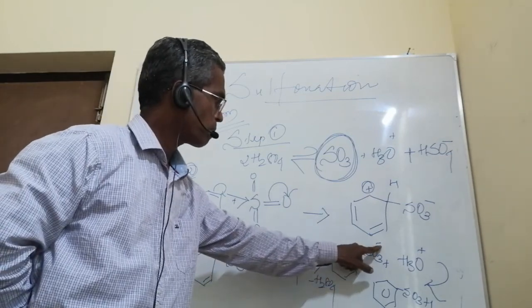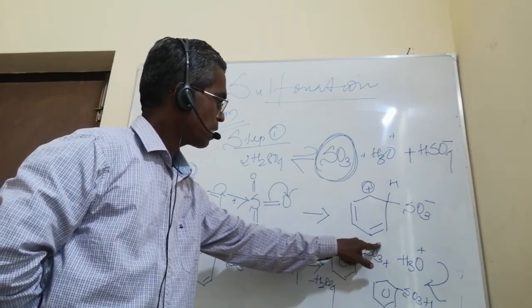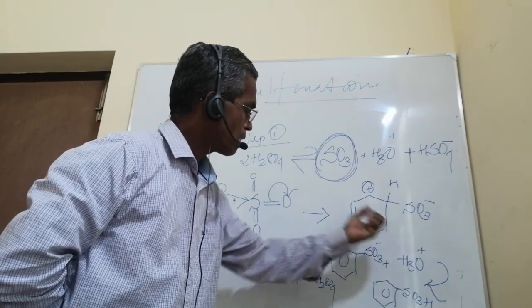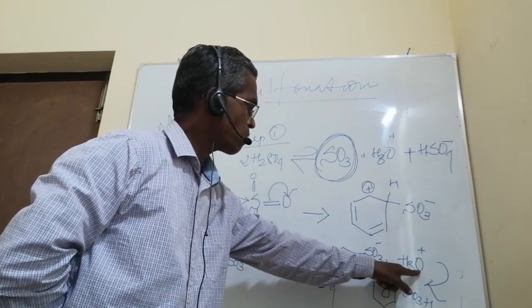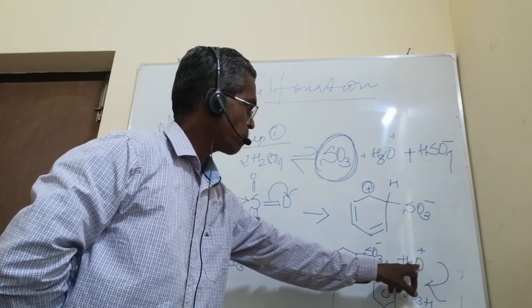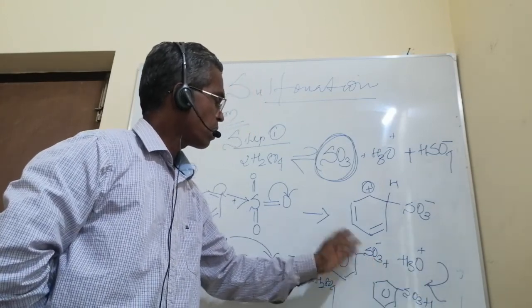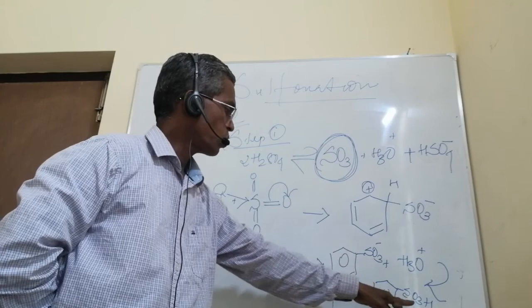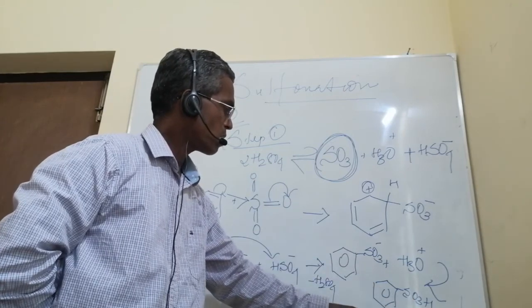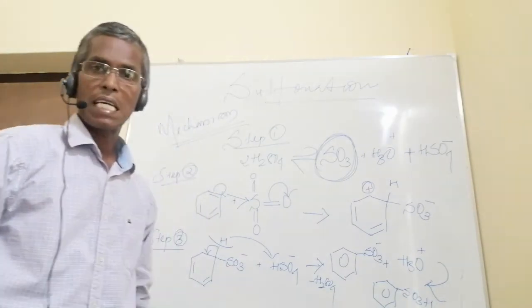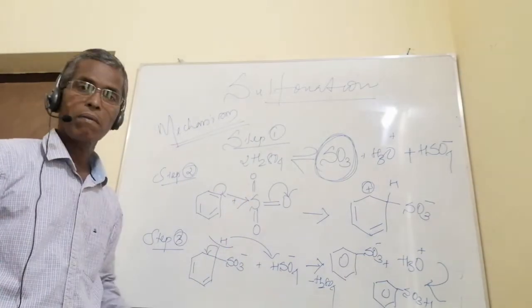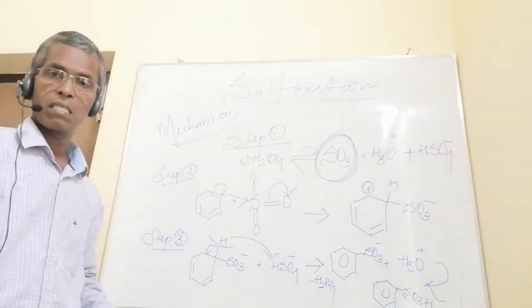SO3- remains. This SO3- in the final step takes one proton from H3O+, converting this H3O+ into water, and the proton connects with SO3-, converting this into SO3H. This is the final product. This is benzene sulfonic acid. Are you clear? The mechanism is very simple. Have a look.